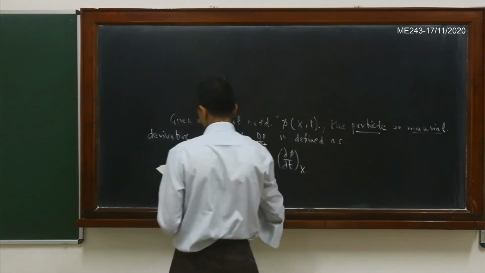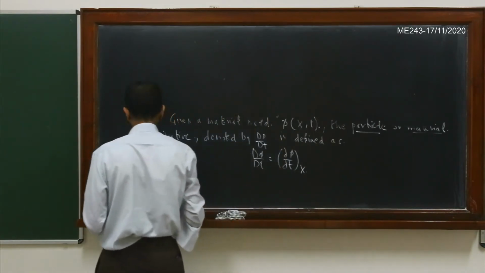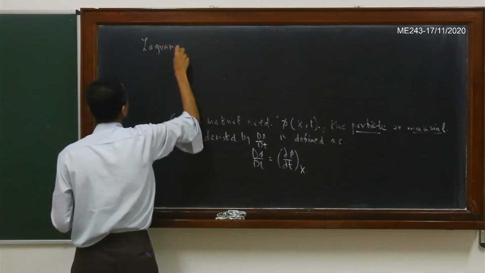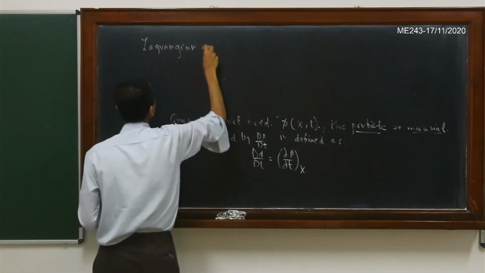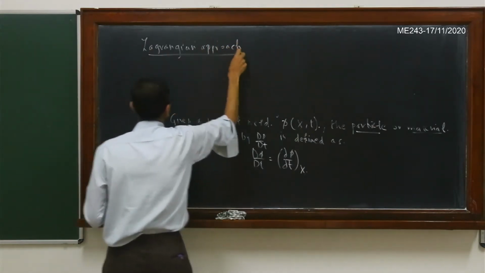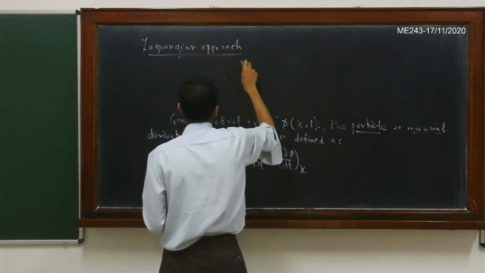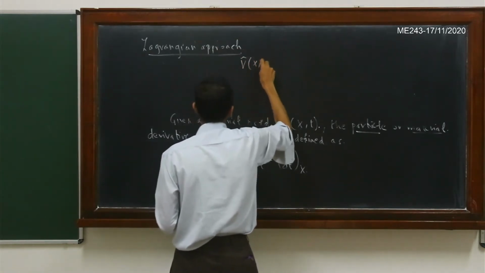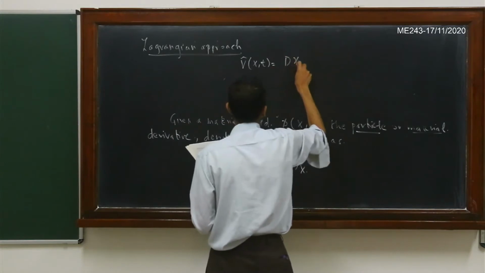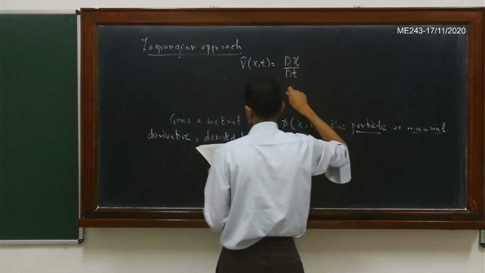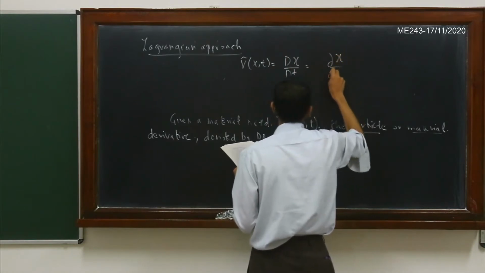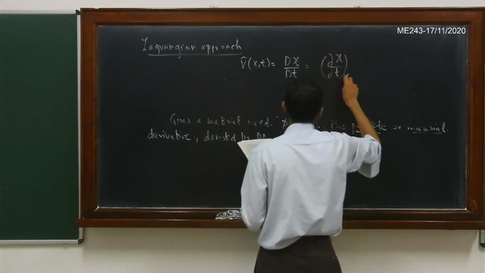So we'll define now. In the Lagrangian approach, the velocity v tilde of X comma t is equal to d chi by dt. And this is just del chi by del t, keeping capital X fixed.